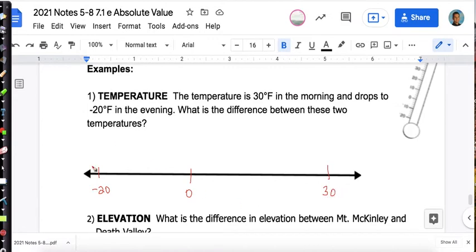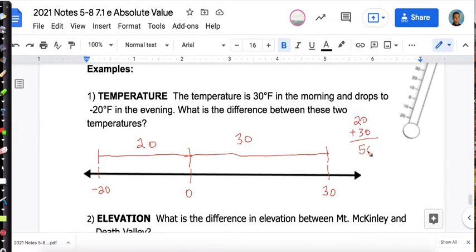And what I can do is I can find the absolute value of each of them, and then I can combine them together to figure out how far the temperatures are apart. So -20, I'm going to draw a line to 0, and so that distance is 20, and the distance from 0 to 30 is 30. So now I'm going to add those two temperatures up, so 20 plus 30 tells me that the difference between these two temperatures is 50 degrees.